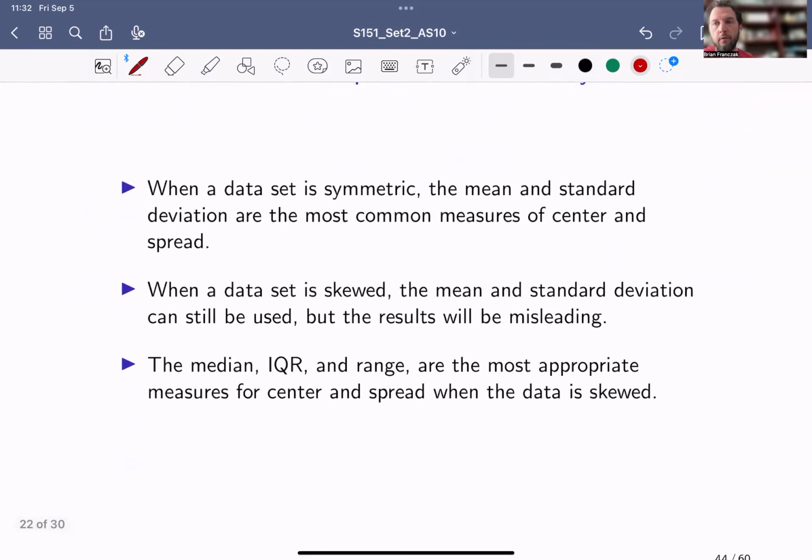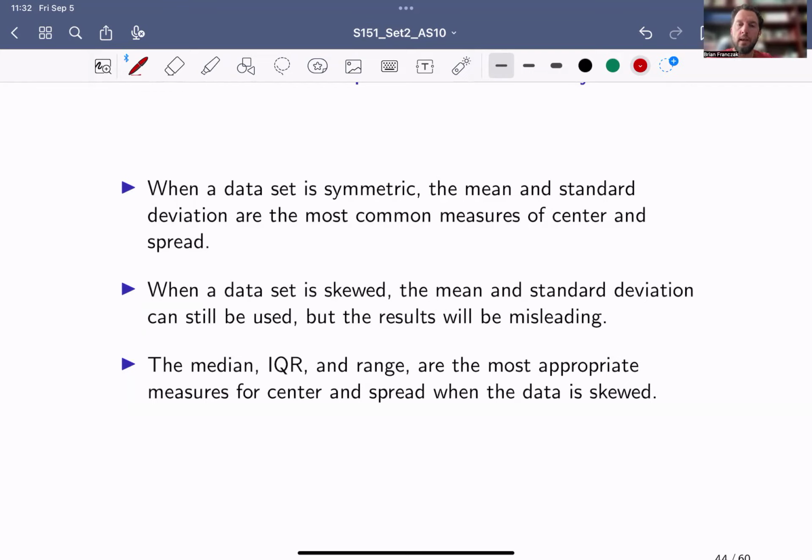Okay, in summary, when a data set is symmetric, the mean and the deviation are the most common measures of center. When a data set is skewed, we can still use mean and standard deviation, but the results will be somewhat misleading because the mean is not going to actually be at the center, and the deviation is a symmetric measure about center, so it's not going to capture the real relationship among the points.